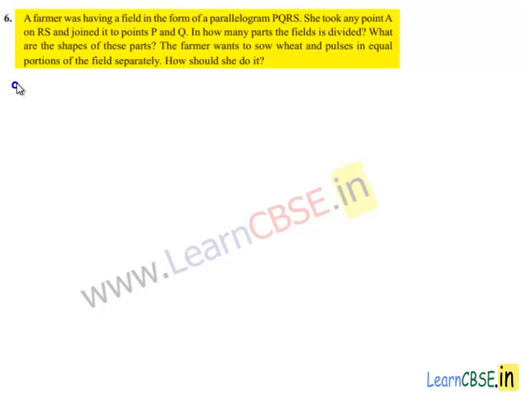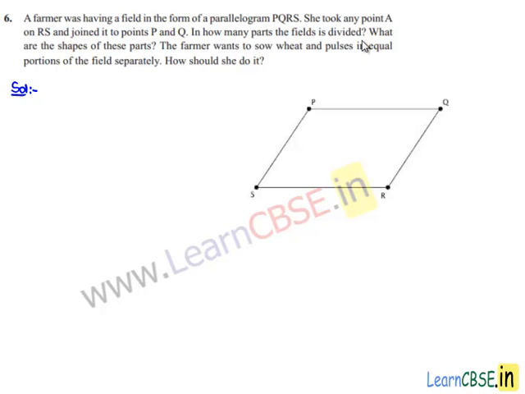Now moving on to the solution. Let us consider a parallelogram PQRS which is in the form of a field, as shown. She took a point A on RS. Let us assume a point A is taken on RS and later she joined it to P and Q. Let us join AP and AQ. Then it forms a triangle APQ.